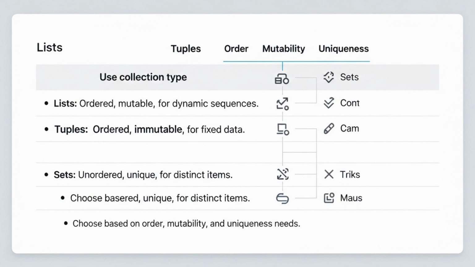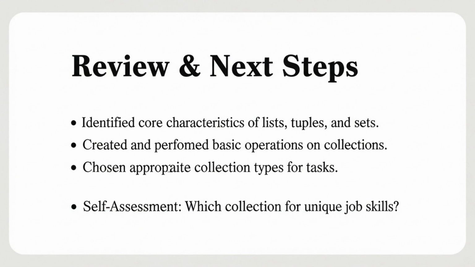If you have a fixed collection of related data that should never change, like a database record ID and its corresponding name, a tuple provides that immutability and data integrity. And if you need a collection of unique items where order doesn't matter, and you'll often check for membership or remove duplicates, then a set is the most efficient choice. Making these informed decisions will significantly impact the performance, readability, and maintainability of your code.